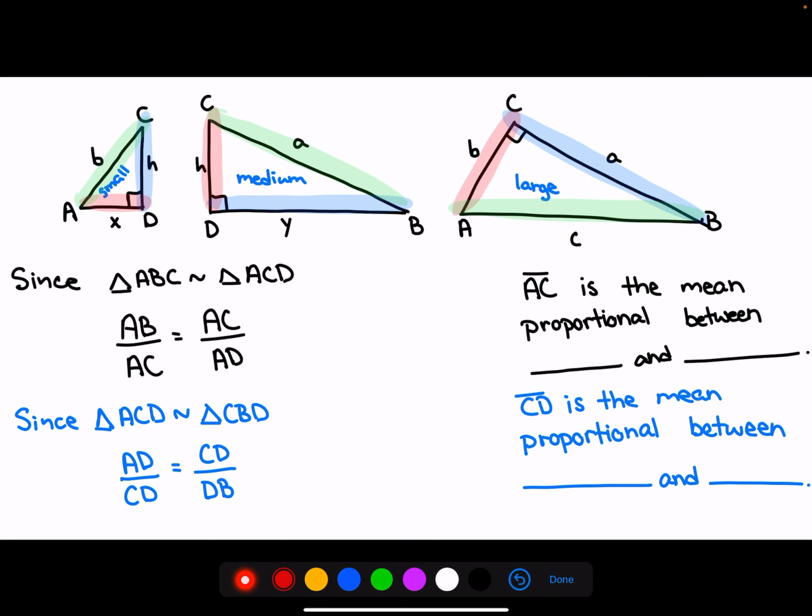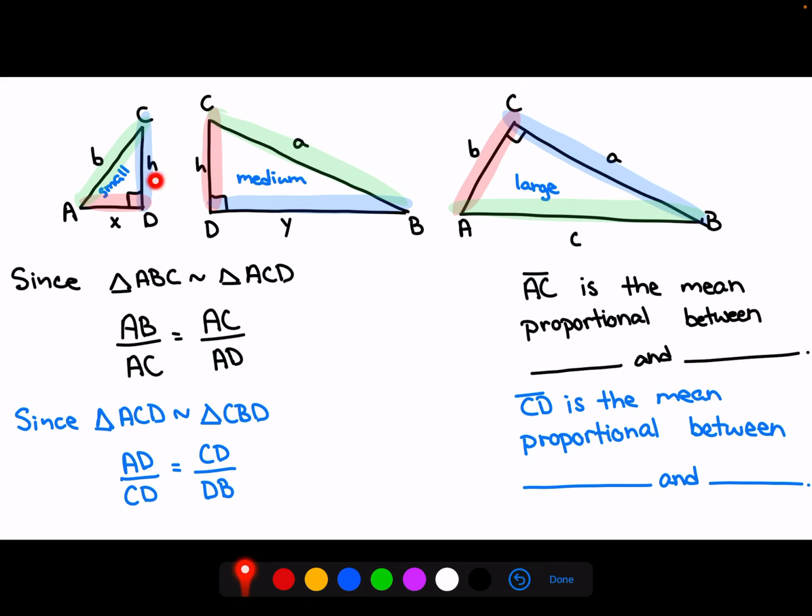Now, again, we have our three triangles here. So we're going to talk more about the similarity that's occurring. So since triangle ABC is similar to triangle ACD, we can set up a ratio. Now, if we look at this, we have AB, which is the hypotenuse, over AC, which is the short leg, is equal to the hypotenuse, which is AC, over the short leg, which is AD.